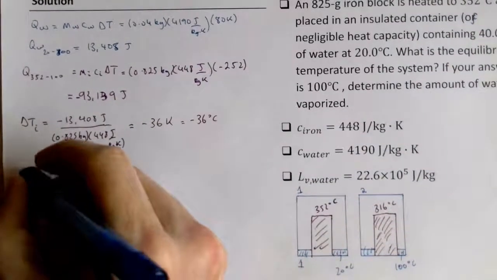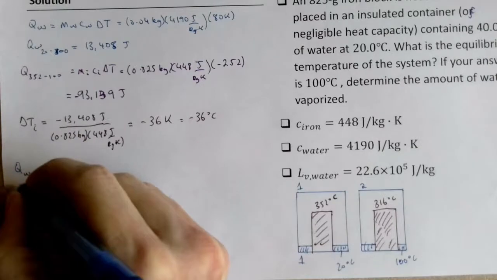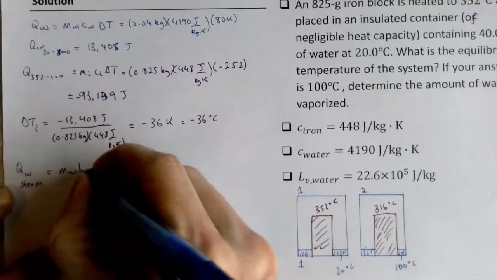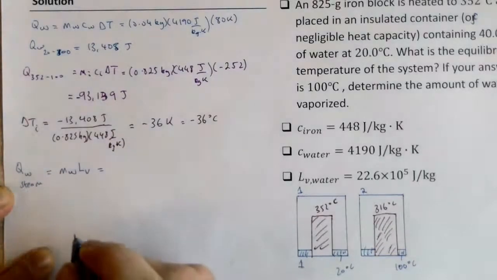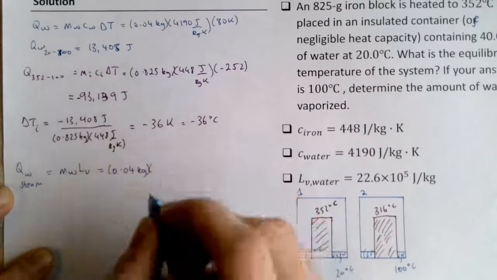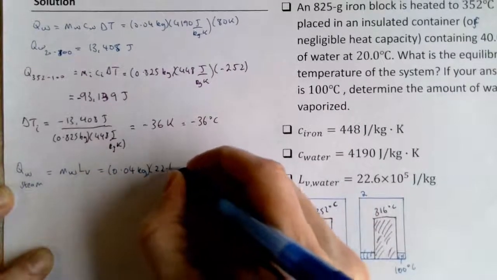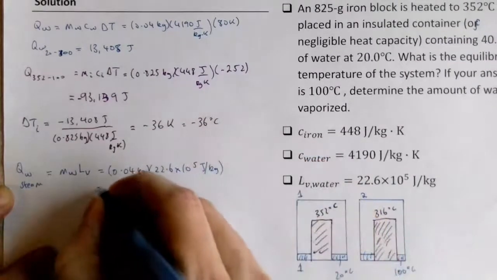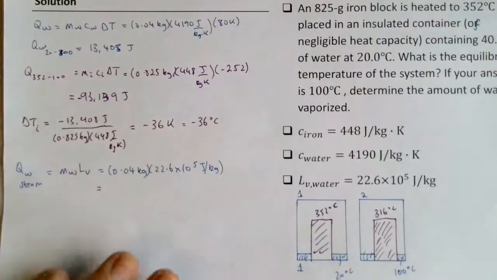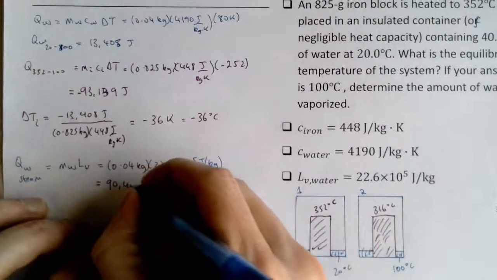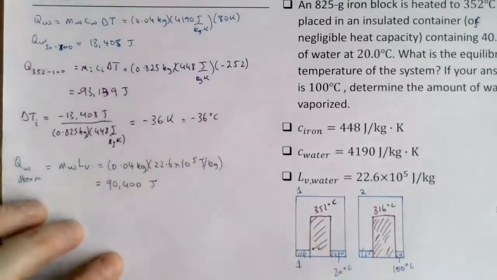So the next calculation. So think of our Q for the water for the steam formation. If we were to do all of the water, so that would be the mass of the water times latent heat of vaporization, which would be the 0.04 kgs times the latent heat of vaporization, which is a very large number. It takes a lot of energy to convert water from a liquid state to the gaseous state. So this number works out to be 90,400 joules. Okay.